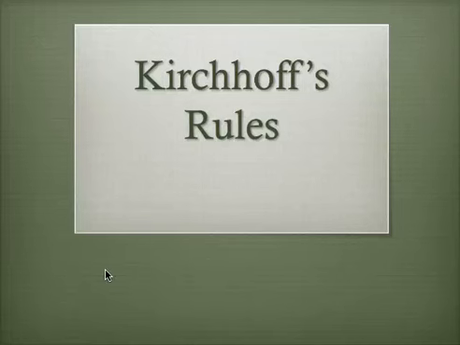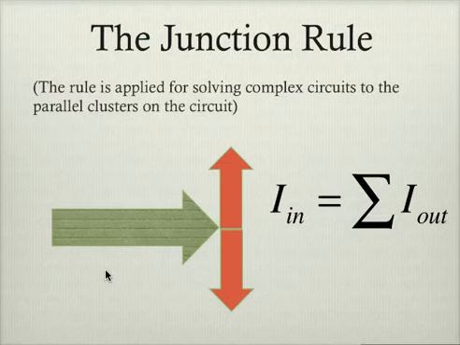Kirchhoff's rules, we use them to solve complex circuits, and there are two of those rules. The first one is the junction rule, which tells you about the current. The current that comes into the junction equals the current that comes out of the junction.